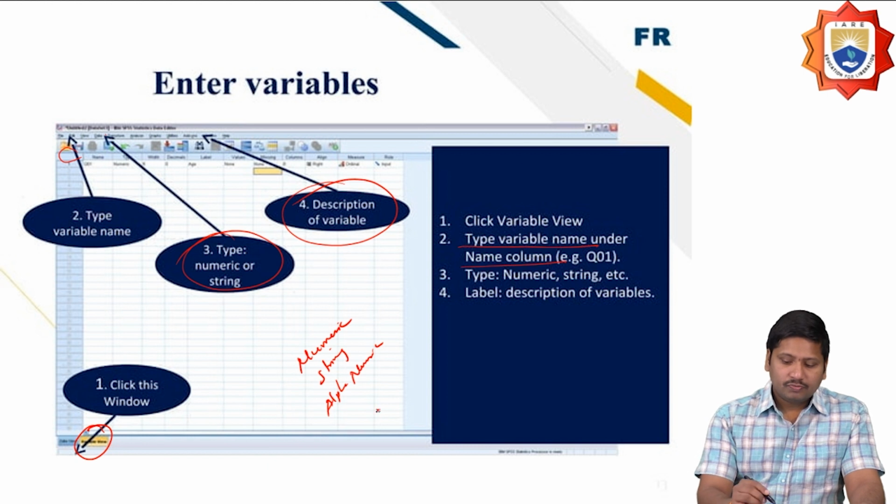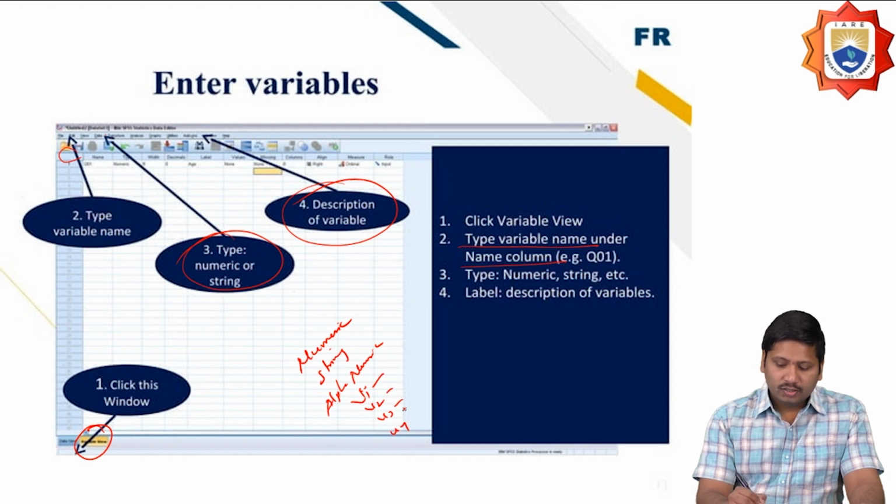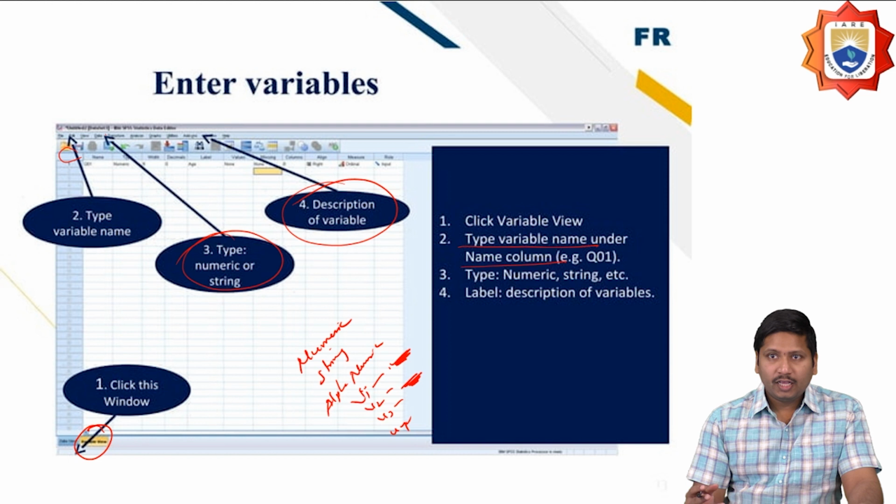The description of that variable is also very important. Suppose I simply take v3, v4, v5. What is this variable meant for? For what purpose is it going to be used? I don't know if I'm not maintaining the description of the variable.